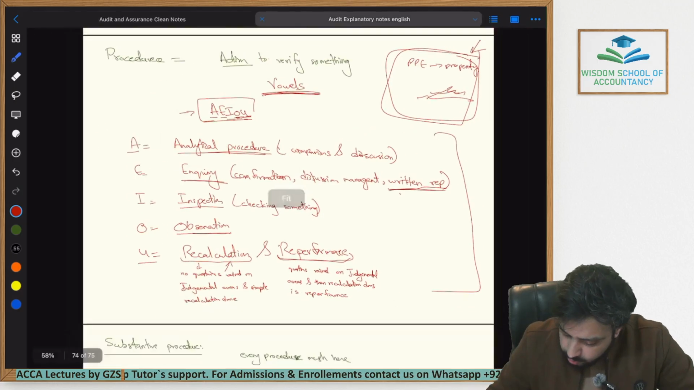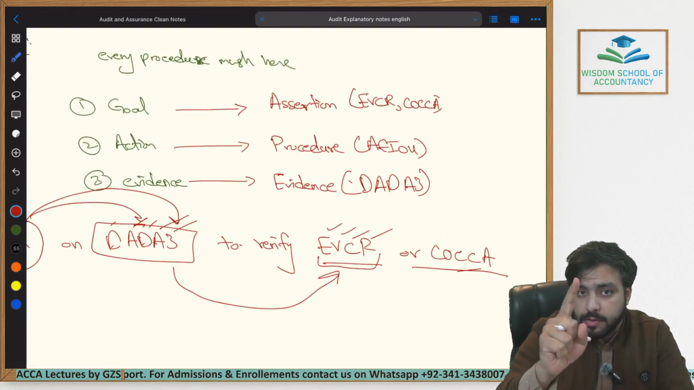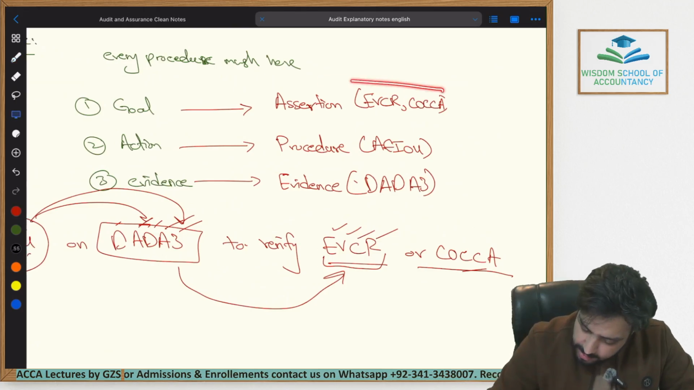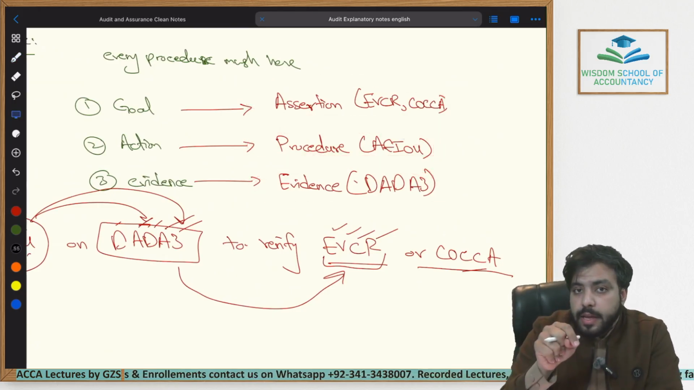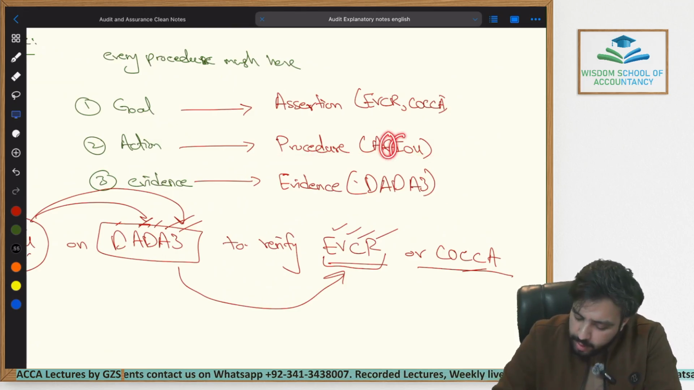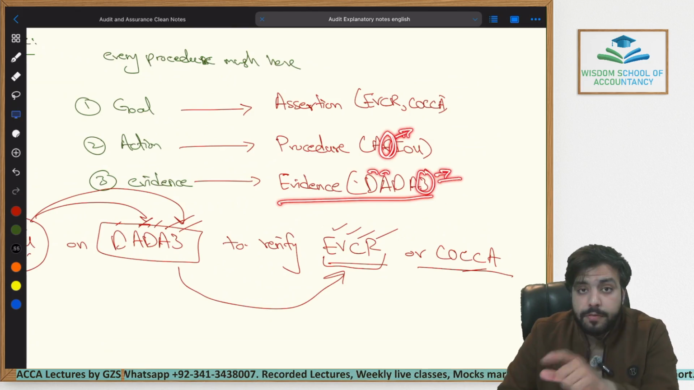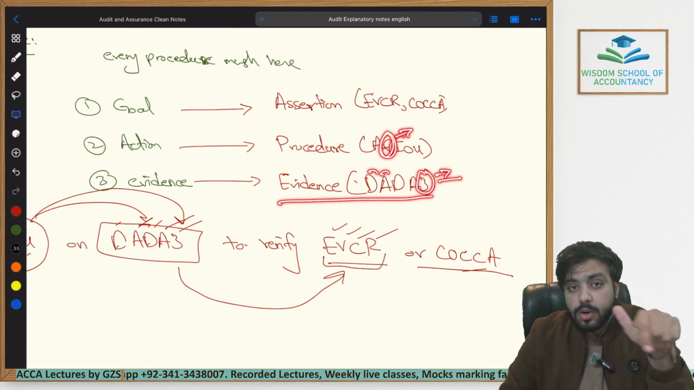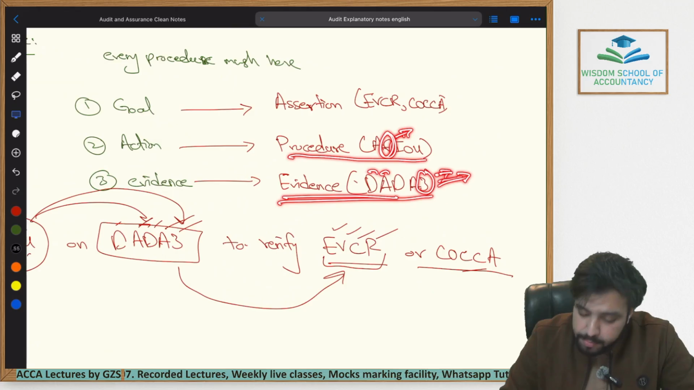Coming back towards the notes, I told you a good procedure, a procedure for which you will get 1 marks, must contain these three things: assertion, procedure, and evidence. In our procedure that we are making, we have already mentioned the procedure. We are making the procedure of inquiry, a confirmation. Evidence will be from the third party confirmation itself. So evidence has been mentioned, where you will gain the evidence on whether the balance recorded is correct or not. We have also mentioned the procedure that we were performing.